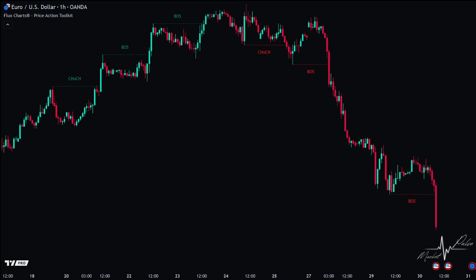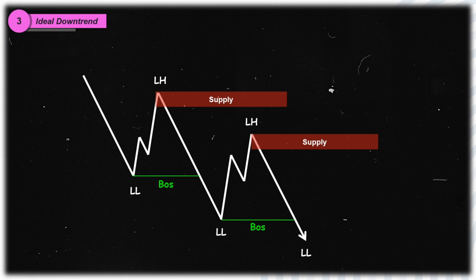And that's why I admire this indicator, because in backtesting results, I saw that it is so accurate for market structure analysis. When the market is in an ideal downtrend and the price continues to push lower, it respects supply areas and breaks structures to the downside. In other words, it creates lower lows and lower highs.